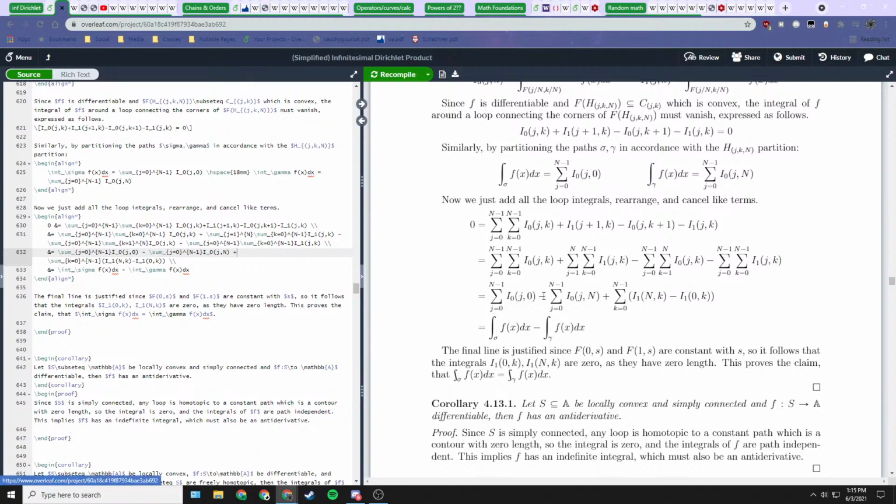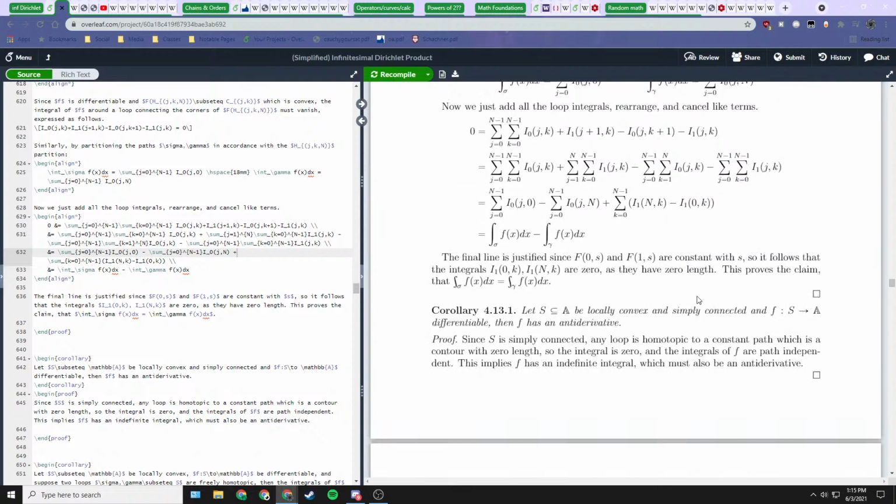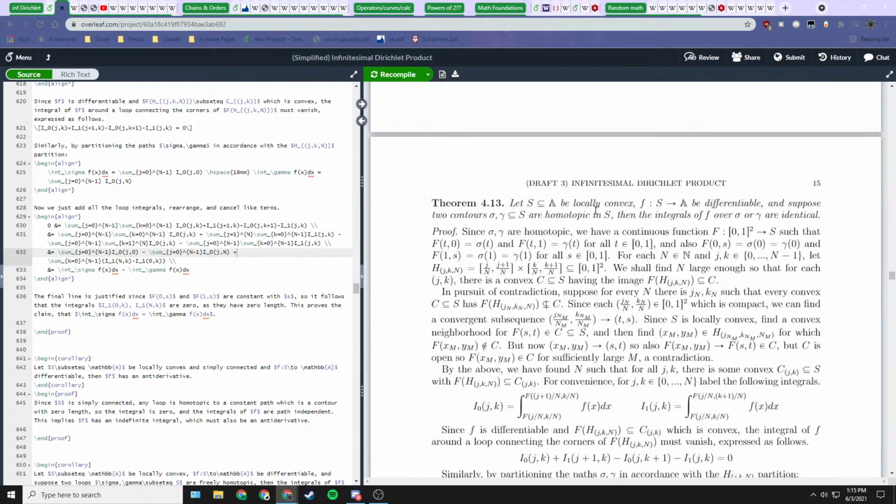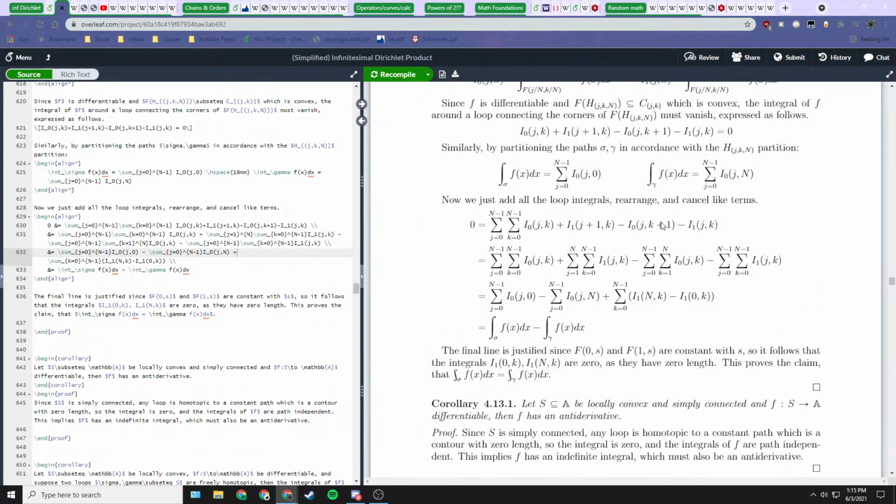We get down to this last stage. So this one's still sigma, this one is still gamma. And then we have this. In this proof for homotopy with base point, we justify that this is 0. Since each f0s and f1s are constant with s, it follows that the integrals I0k and I1 0k and I1 nk are 0, as they have 0 length. This proves the claim that these integrals are the same.